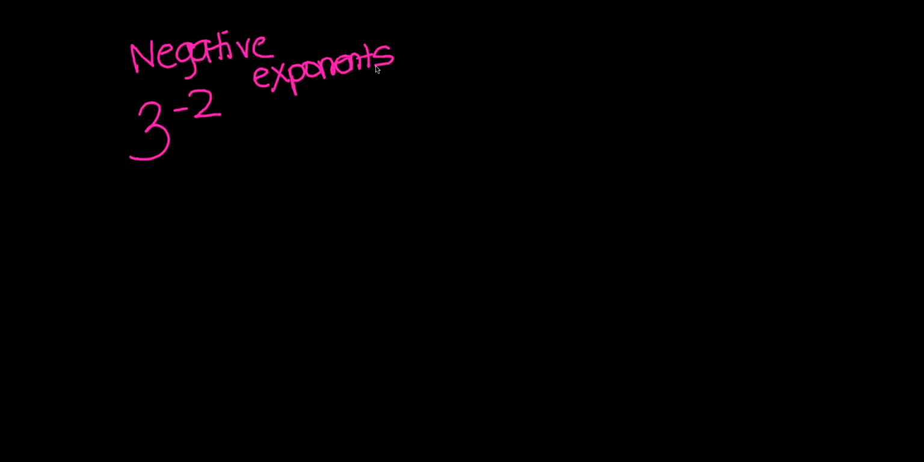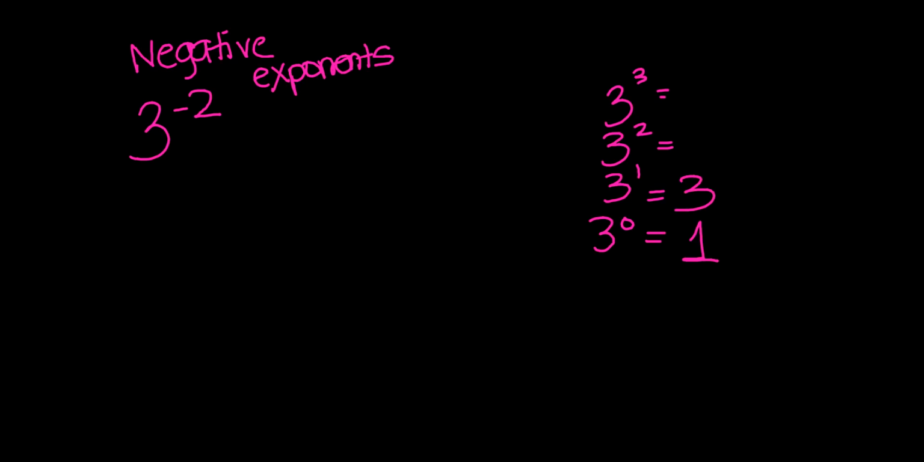To do this, we're going to start with a pattern that we are very familiar with. So we'll start with these numbers right here. And let's start with the easiest one of them all. 3 to the power of 0. Anything to the power of 0 is 1. 3 to the first power is 3. When I multiply by 3 again, I get 9. When I multiply by 3 again, I get 27. It's pretty easy to go this direction in that pattern.